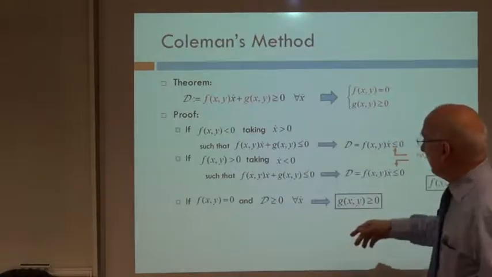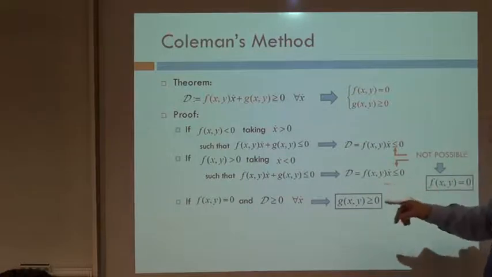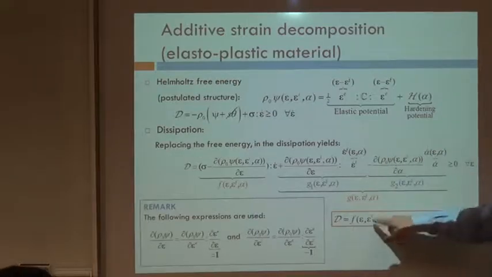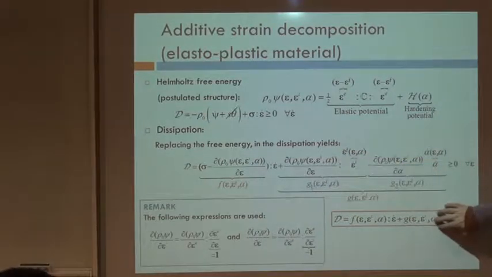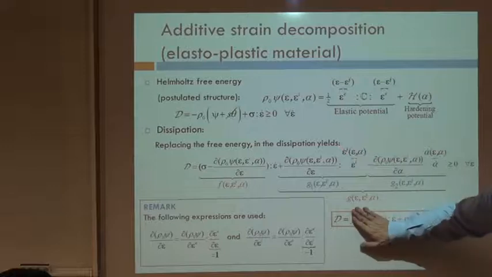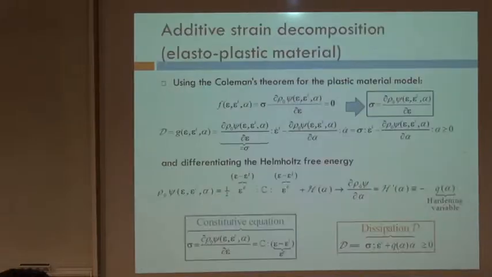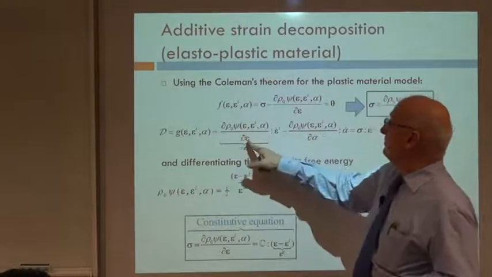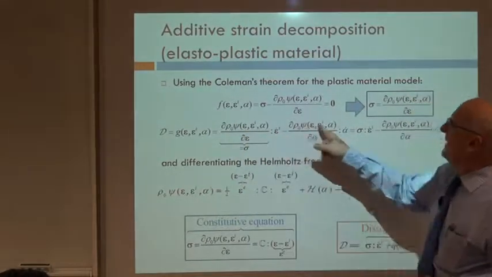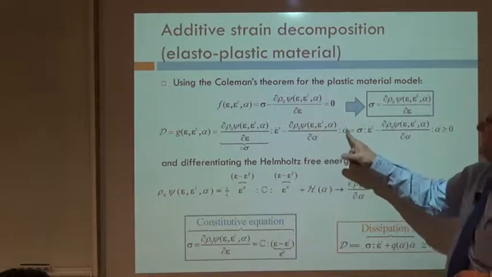Well, if that term is 0, because that is this term, that means that the other terms, this term has to be 0. That term is the dissipation. That term drops. And the dissipation then can be written as the other terms, the derivative of rho phi with respect to epsilon dot I, plus the derivative of the free energy with respect to alpha dot.